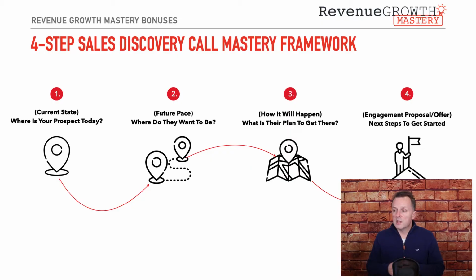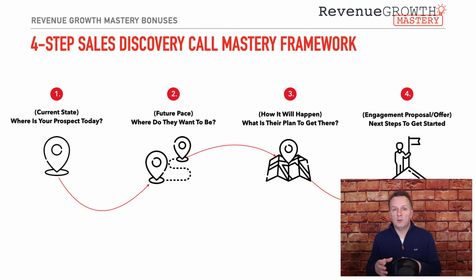So as you can see on the slide here, the first step is the current state. Where is your prospect today? What are they experiencing? What's going on in their world? What's going on in their business? What are some of the challenges that they're currently experiencing? And how do they communicate them? So you want to understand what the current present moment looks like for the customer.